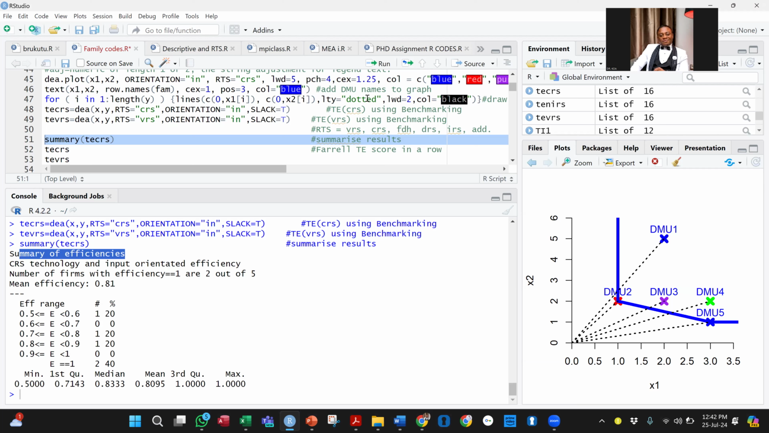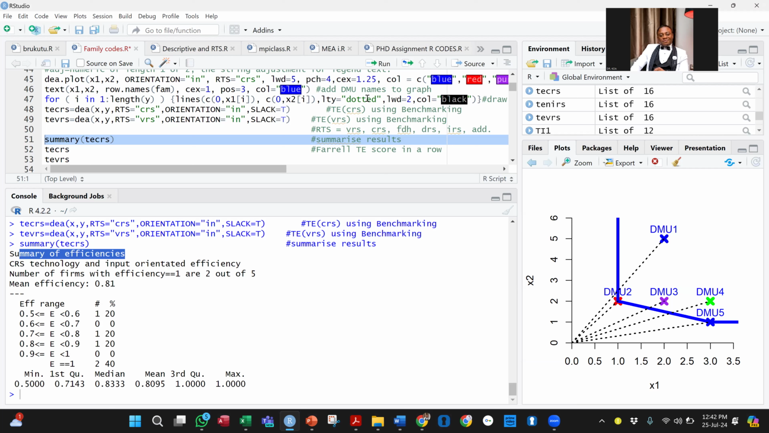Then it also tells you the mean efficiency. What is the mean efficiency here? You will notice that this small industry of 5 firms has a mean efficiency score of 81%. Question: is that good or bad? Well, we don't have any benchmark to compare whether that is good or bad. So actually, the good thing is that you're able to get a bit of the efficiency.